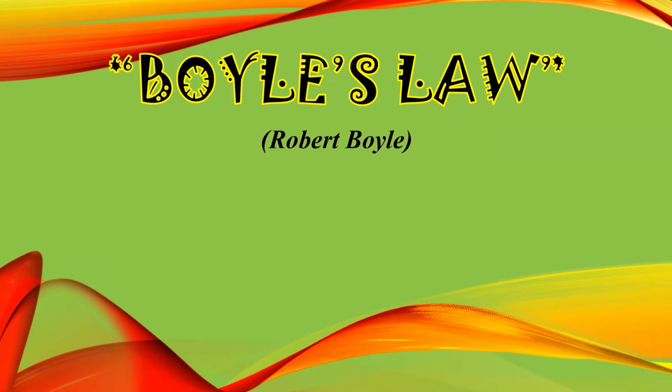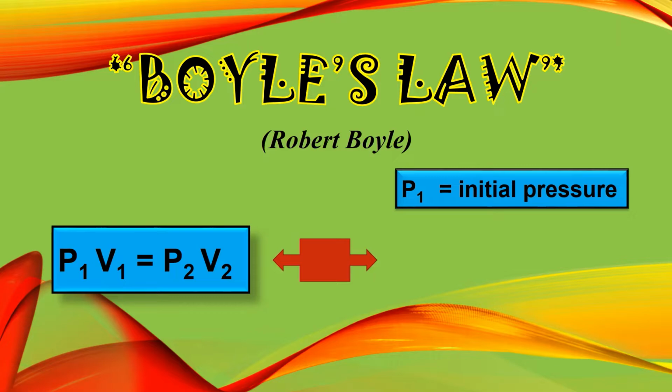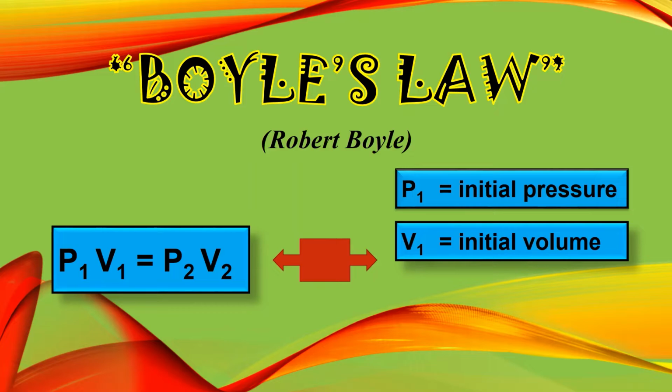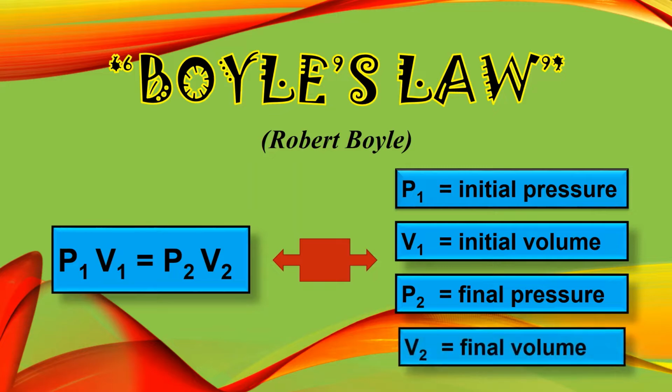Here is the equation of Boyle's law. P1 V1 equals P2 V2. P1 stands for initial pressure, V1 stands for initial volume, P2 stands for final pressure, V2 stands for final volume.